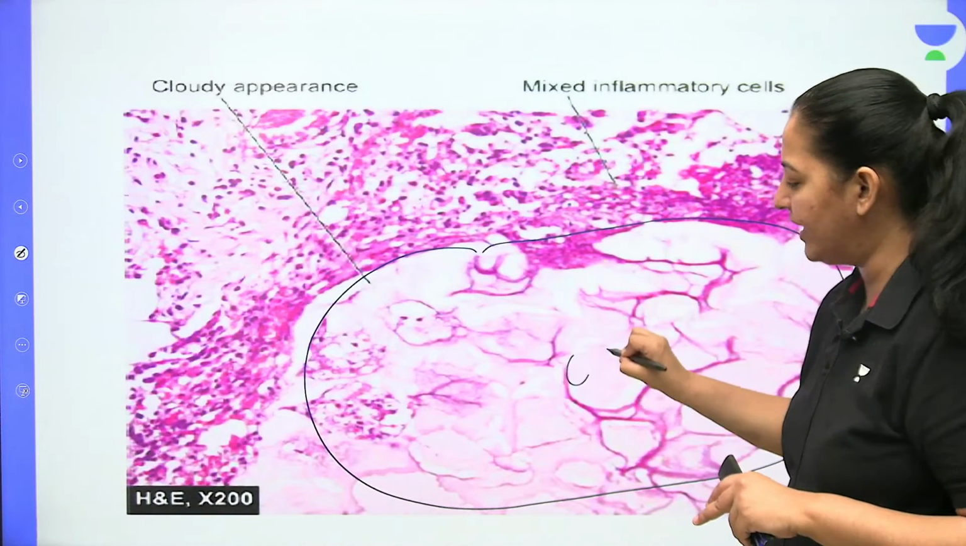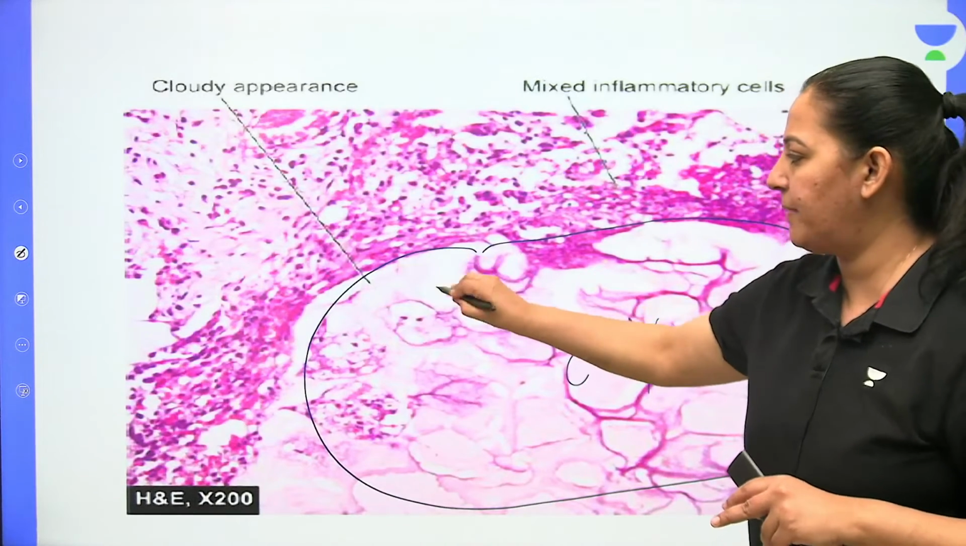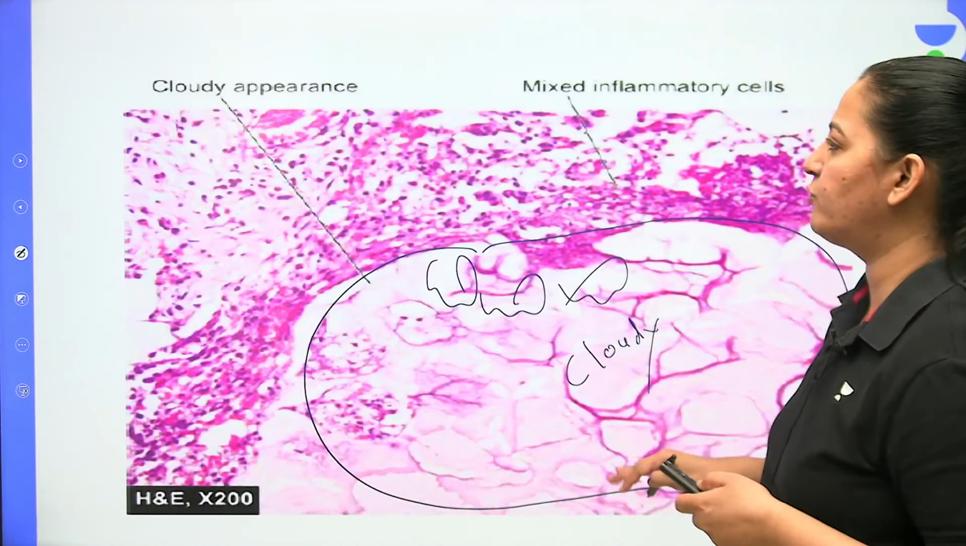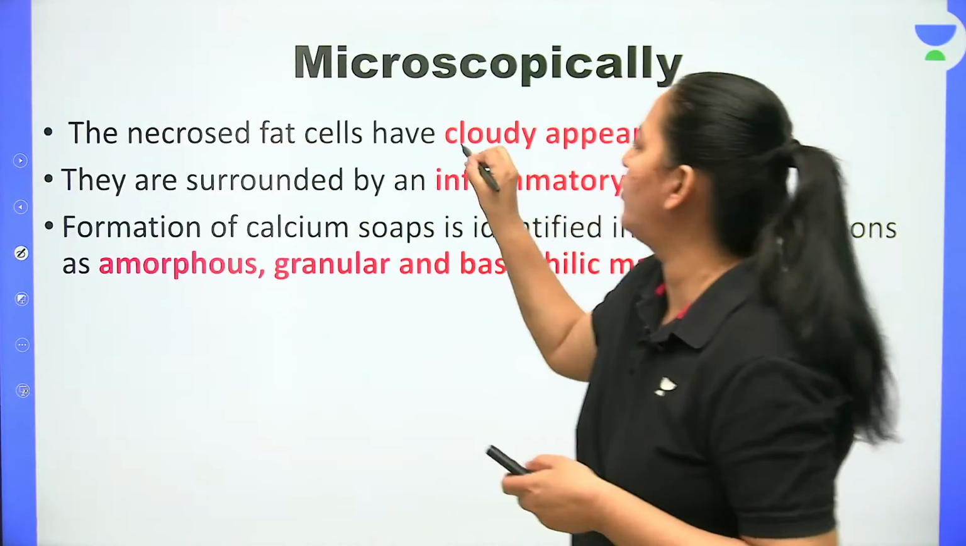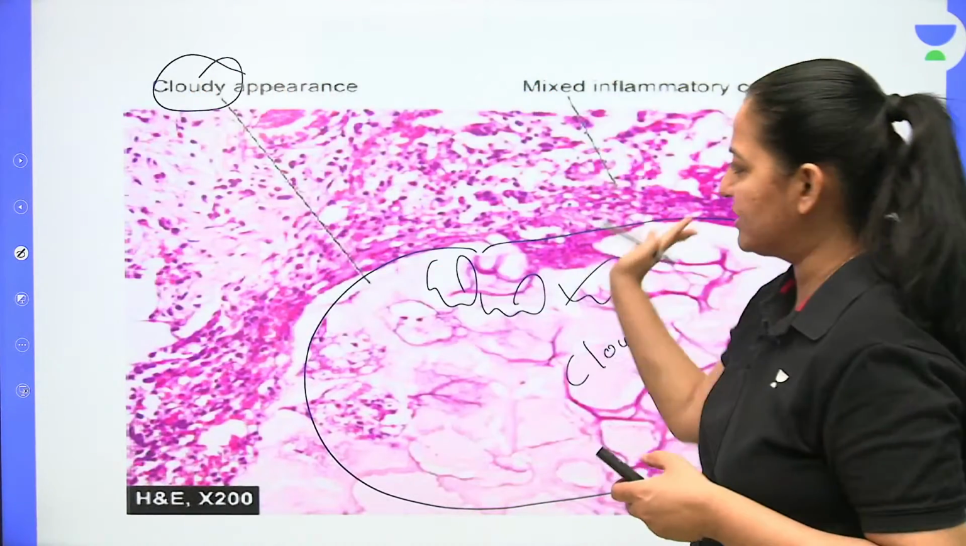The appearance is cloudy. The typical word is cloudy. Badal ke jaisa dikh raha hai. So try to draw multiple cloud-like structures in your exam. You have to write the appearance is typically cloudy. The word to be picked here is cloudy. And what else? What is the remaining part?